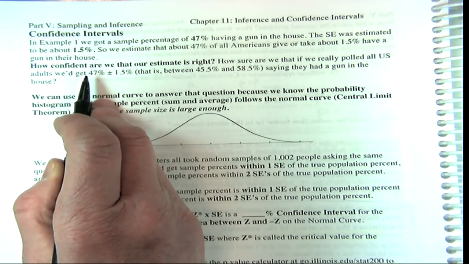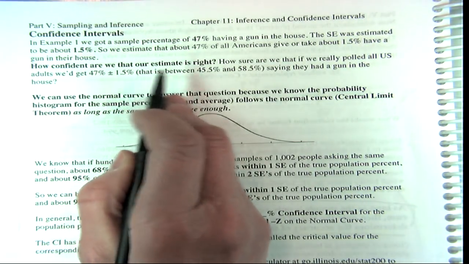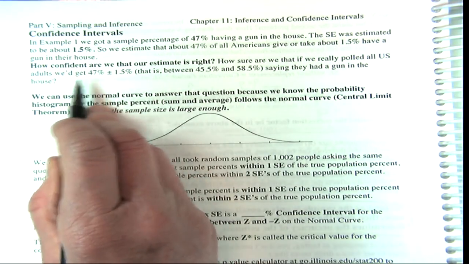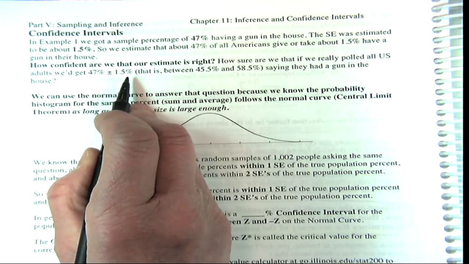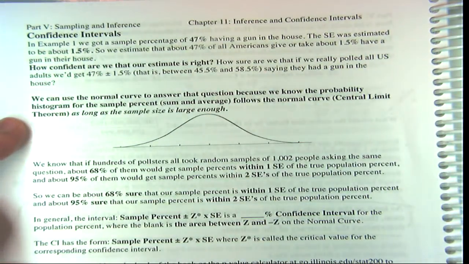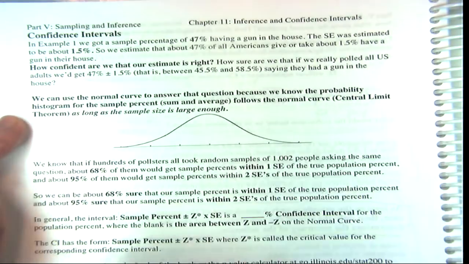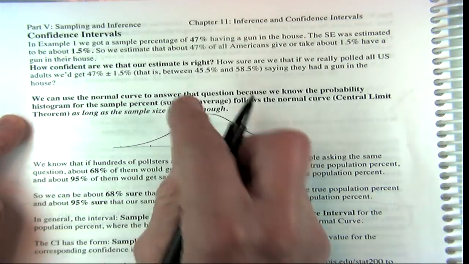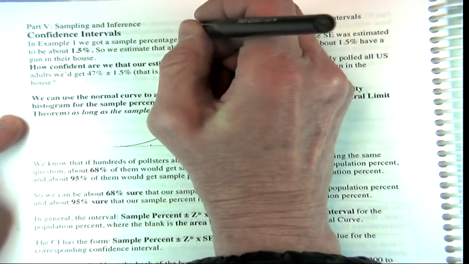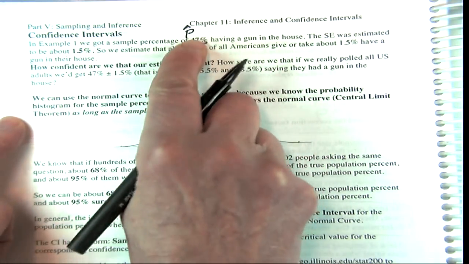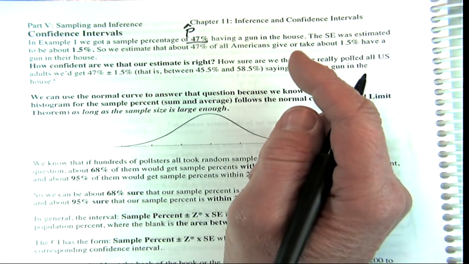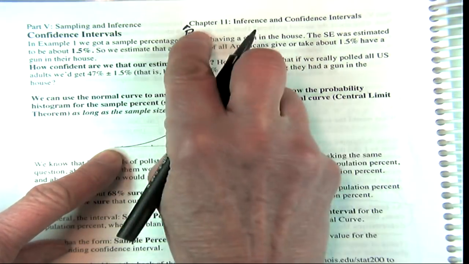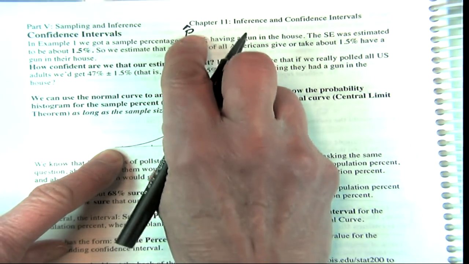So now the question is, how confident are we that our estimate is right? How sure are we that if we really polled all U.S. adults, we'd get 47% plus or minus 1.5? Okay? So basically, how are we going to do this? We're going to think about what we did already about the probability histogram. Basically, what we're going to think about is we have one sample percent. I'm going to put a little hat on it. But we know something about the sampling distribution of the sample percent.